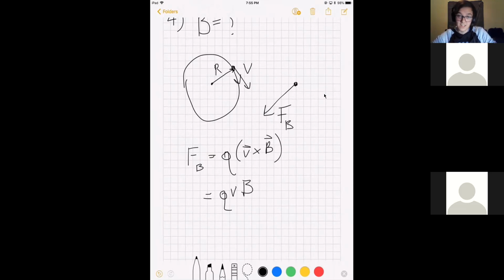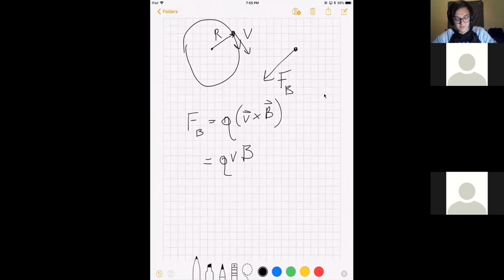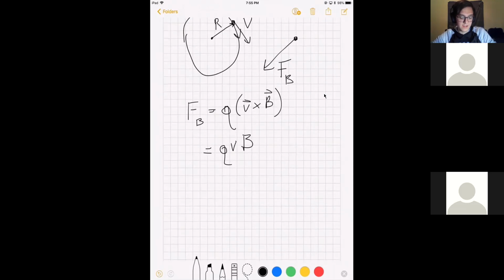We know that the direction is pointing in towards the circle, right? Because otherwise it wouldn't be moving in a circle. So that's the direction of the force. It's pointing towards the center of the circle. That's what really matters. And we know that they're perpendicular, so we don't have any sine theta, because sine of theta is 1. Okay, so awesome.